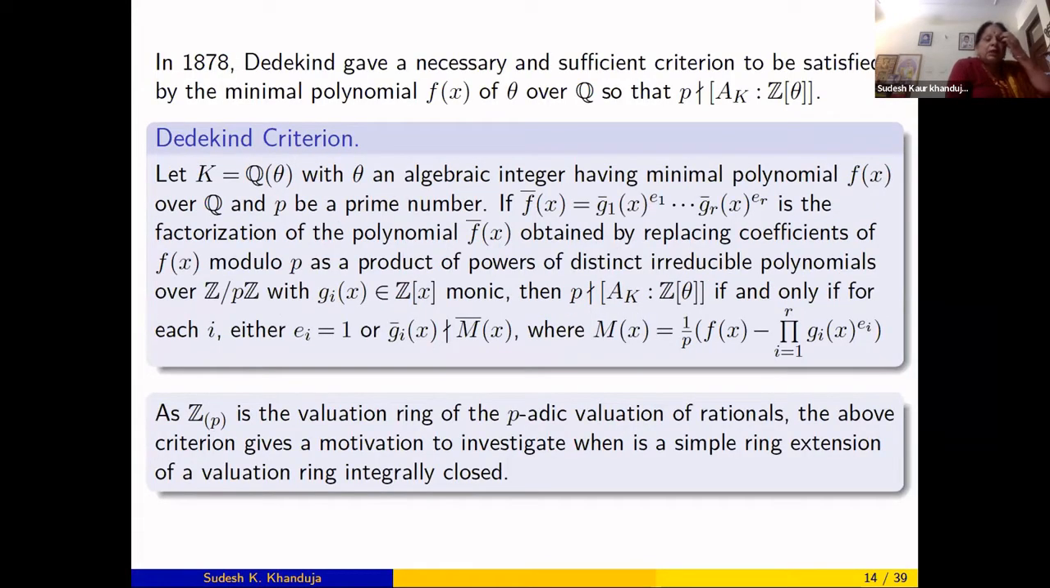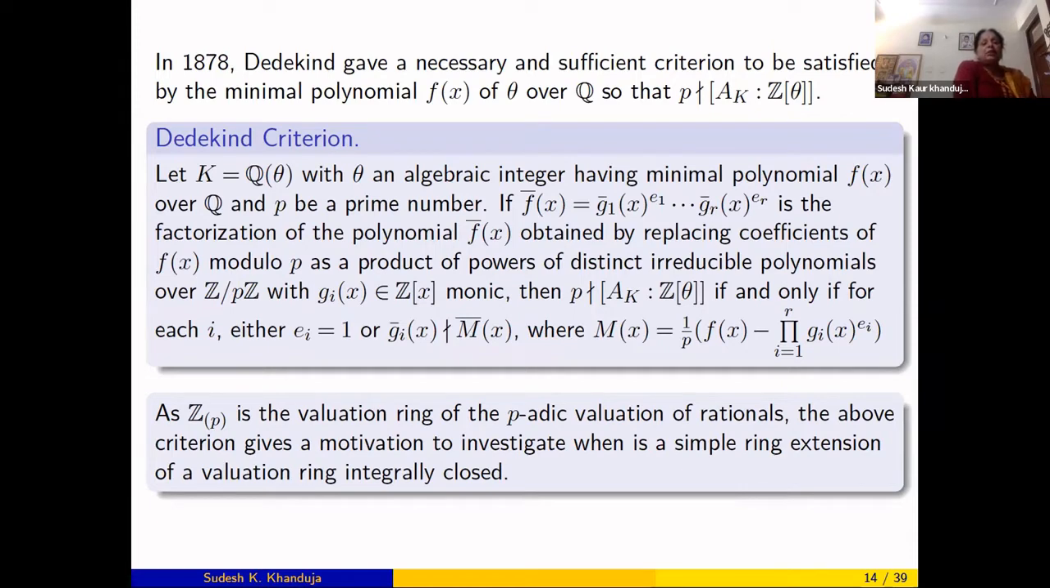So in 1878, coming back to Dedekind, in the same paper Dedekind also gave a necessary and sufficient criterion to be satisfied by the minimal polynomial f(x) of theta over Q, so that p does not divide the index of the subgroup Z[theta] in AK. And that necessary and sufficient condition is popularly known as Dedekind criterion.